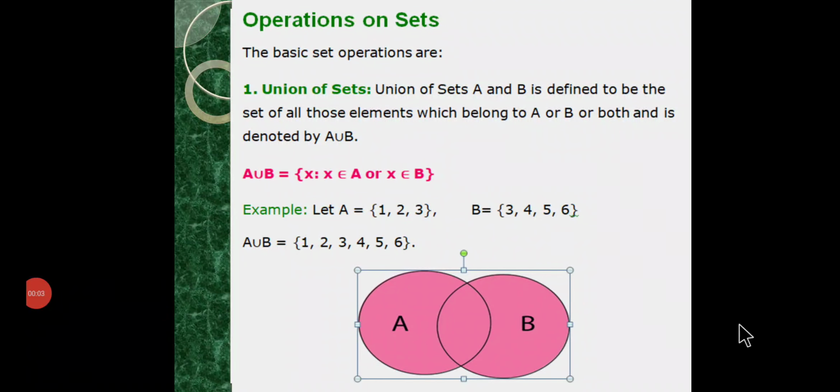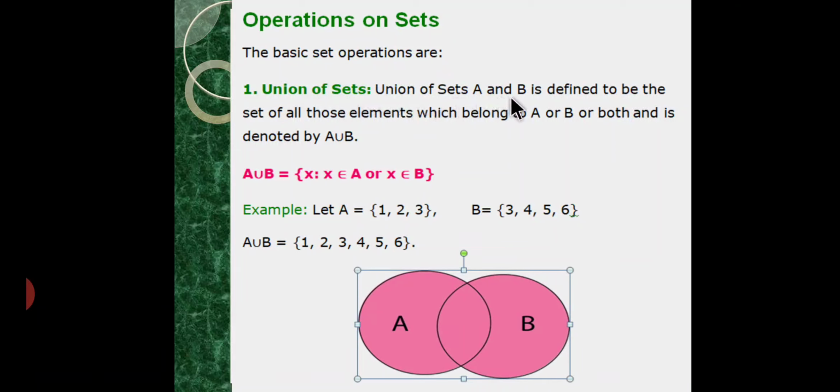In the last class we discussed sets and types of sets. In this class we are going to learn about operations on sets. The basic set operations begin with union of sets.